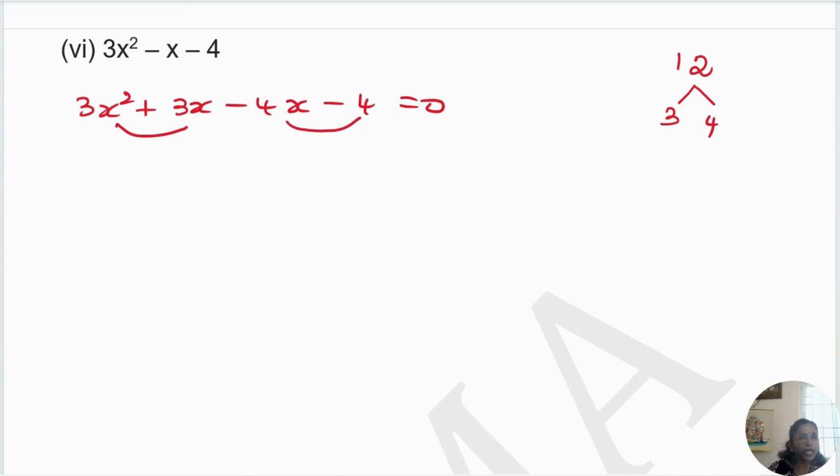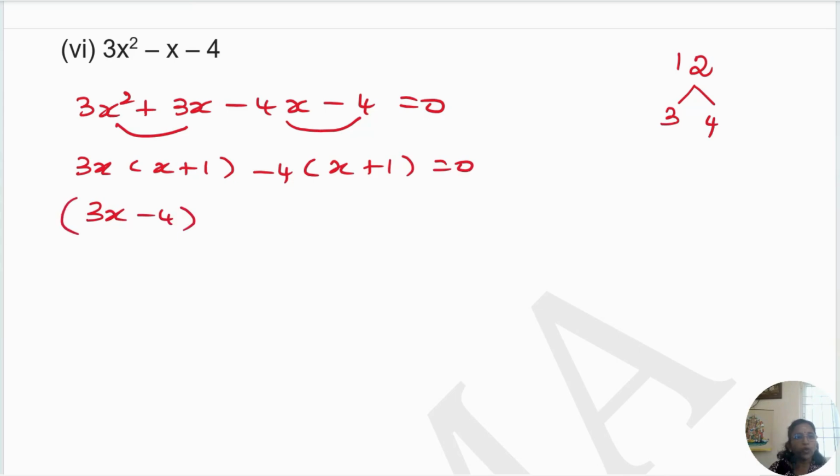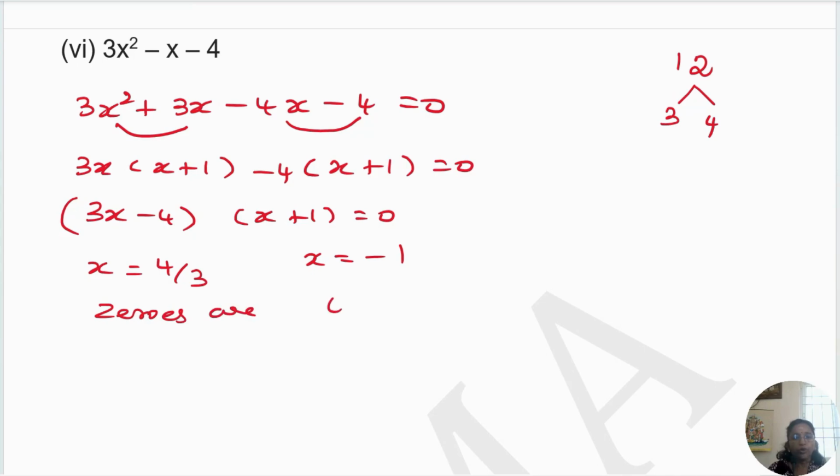Forming the pair, take 3x outside, so (x + 1), and −4 outside, so (x + 1) is equal to 0. So (3x − 4)(x + 1) is equal to 0. So x is equal to 4/3 and here x is equal to −1. So our zeros are 4/3 and −1. So alpha is equal to 4/3 and beta is −1.